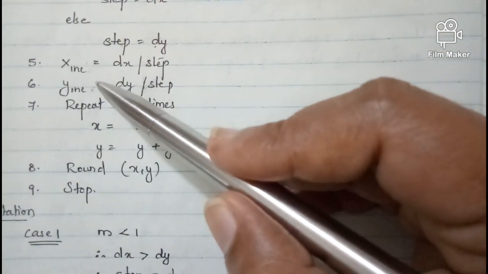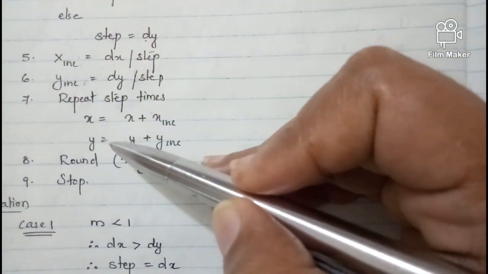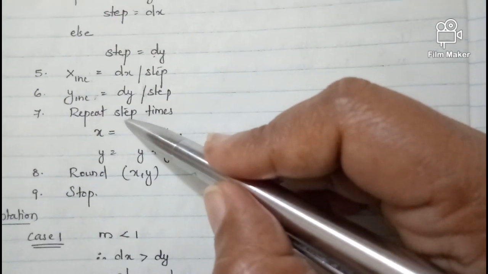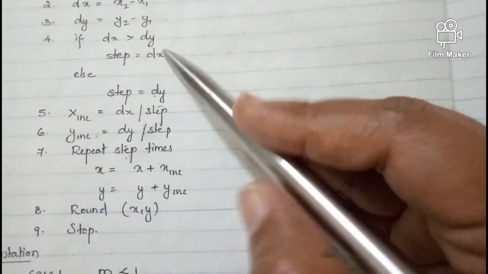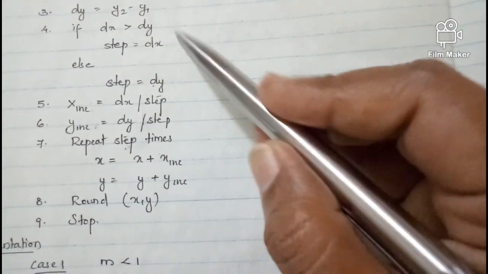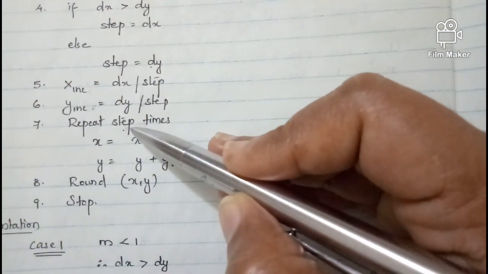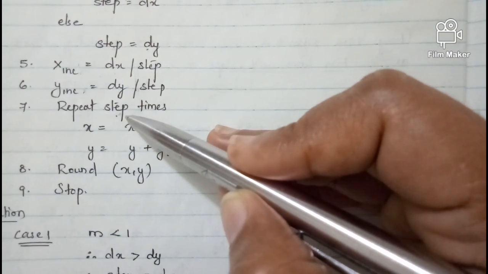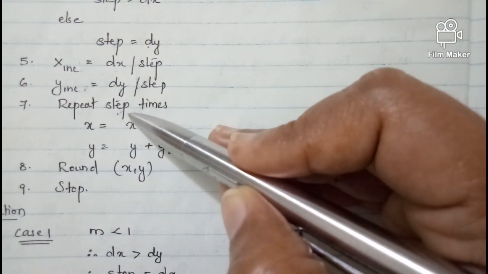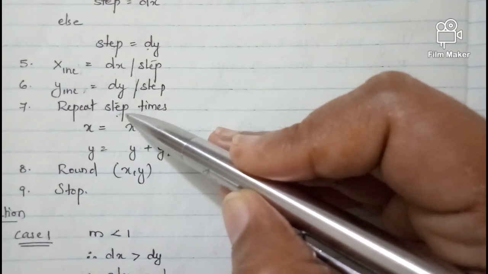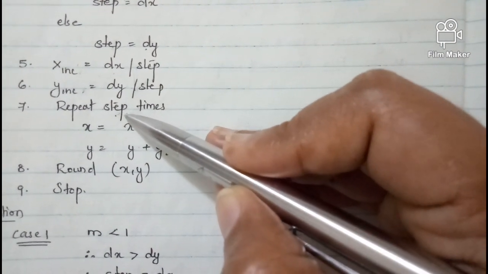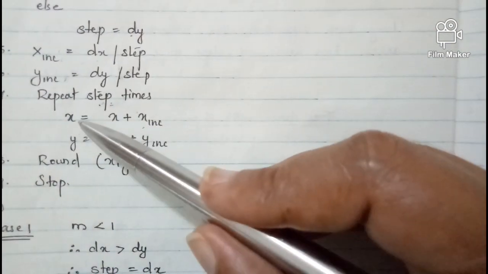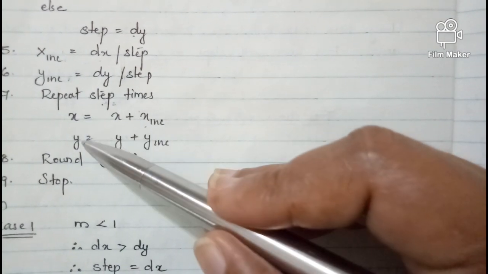After computing x increment and y increment, you are entering into a loop. This loop will be executed step number of times. Step means either dx or dy. Whichever value is stored in step, that many times this loop will work. That means if it is a line of slope less than 1, then the loop will work dx number of times, and if it is a line of slope greater than 1, then this loop will work dy number of times. Okay, and in each iteration, next values of x and y are computed.